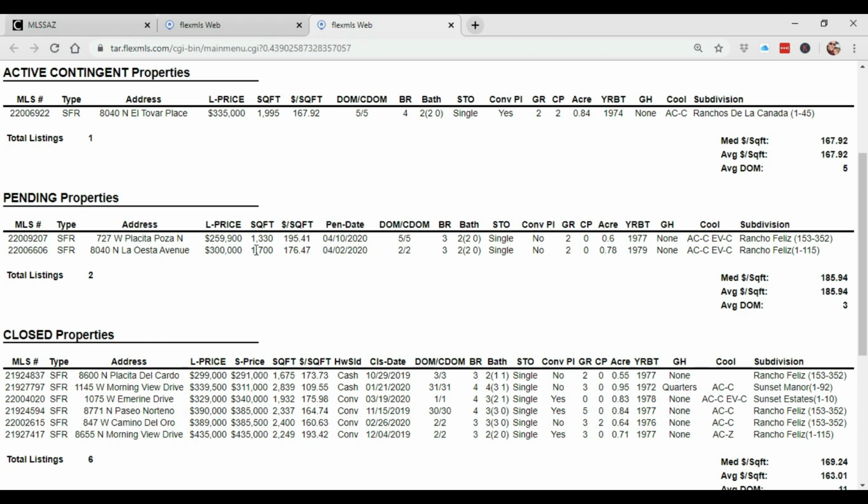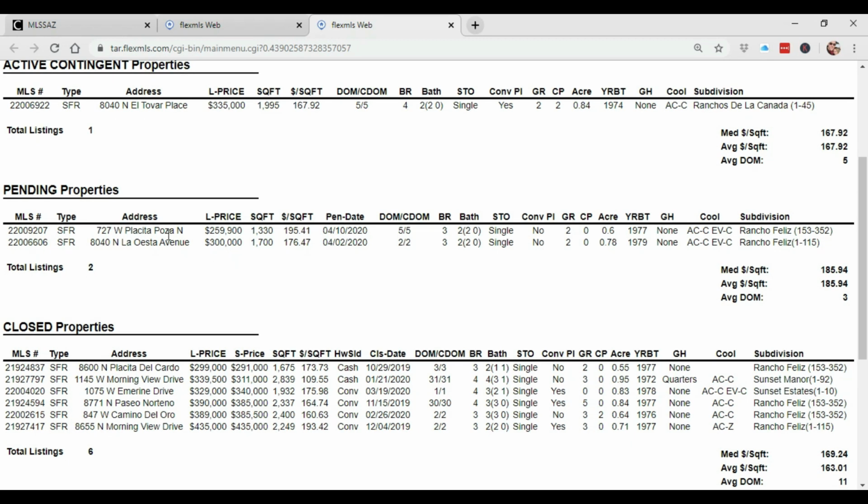So it sold in 2 days. This one's 1,700 square feet, $300,000 on Loesta in Rancho Feliz. So it sold for $300,000 in 2 days. Well, at least it's pending anyway. It could be less than 300, but in 2 days' time, that's probably not the case. They probably got 300 or maybe even a little bit more. They might have got more than one offer.